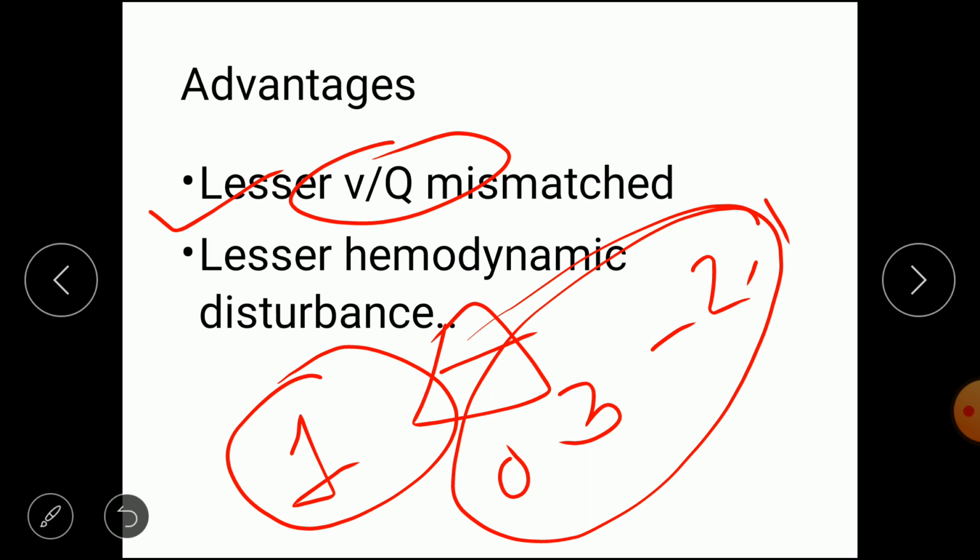Also lesser hemodynamic disturbances. In AC control mode, hemodynamic disturbances are more because asynchrony is present in that mode. But here the IMV mode is synchronized with the patient's spontaneous breath also, so there is less chance of hemodynamic disturbance.